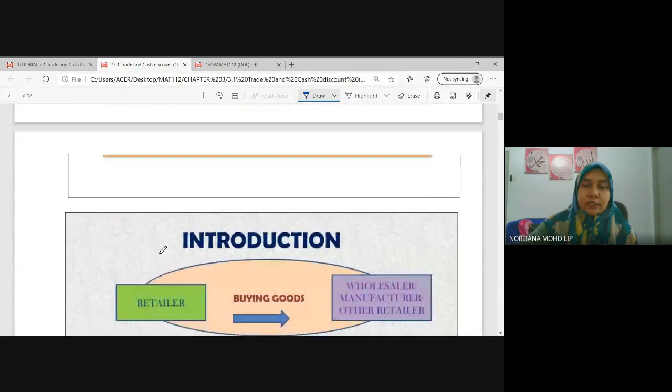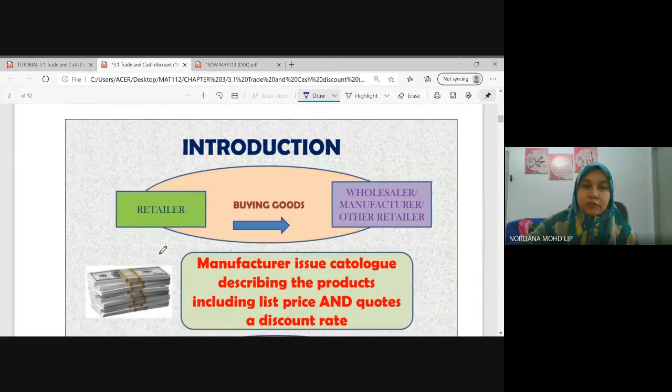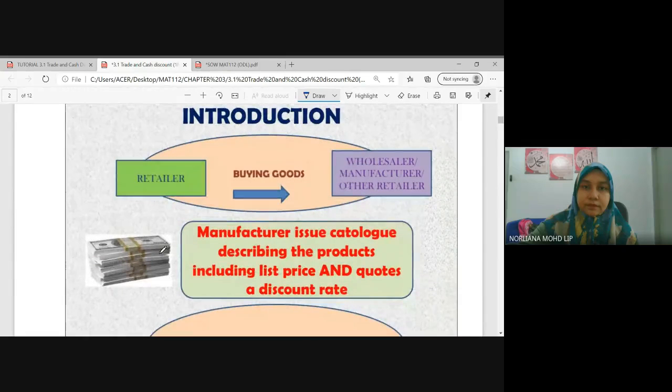Under chapter 5 kan textbook. Okay, the introduction. The retailer buy the goods from wholesaler or manufacturer or other retailer. The manufacturer issue catalog describing the products including the list price and quotes a discount rate. Maksudnya kat sini retailer ni dia beli barang daripada manufacturer ataupun daripada kilang, pemborong.